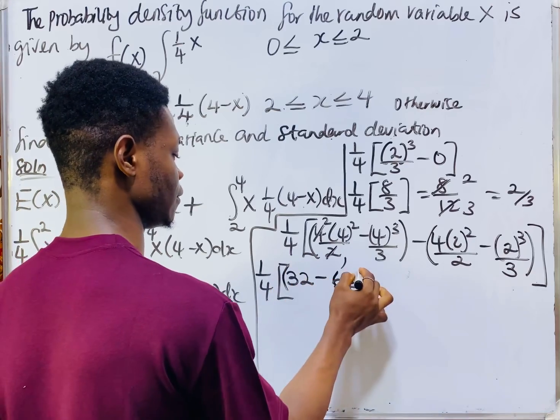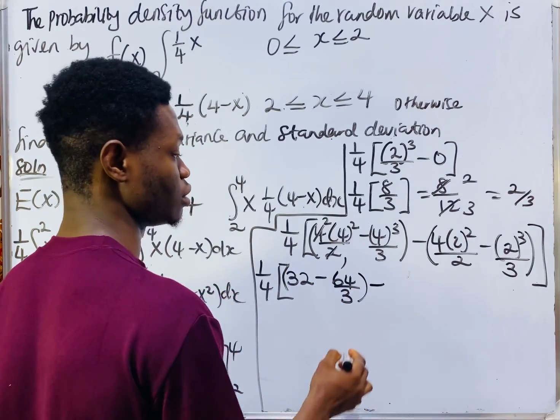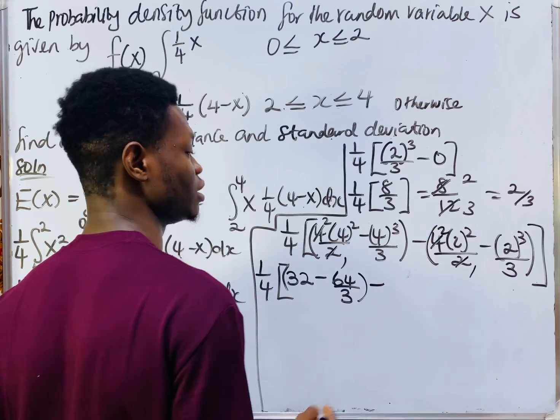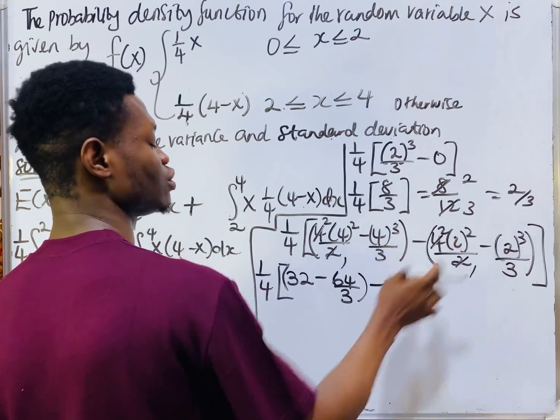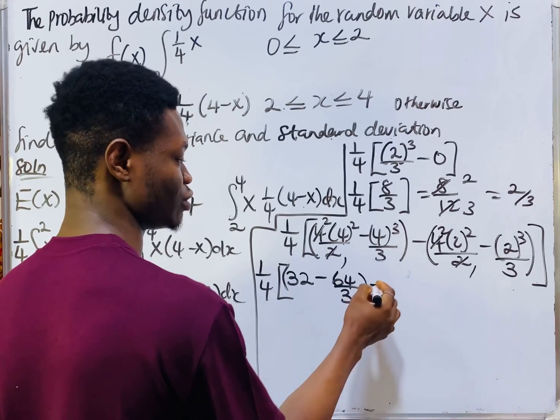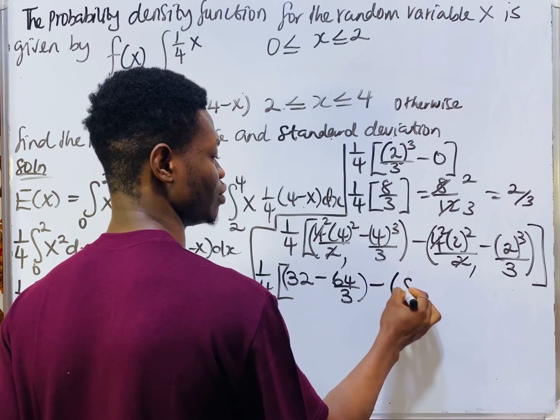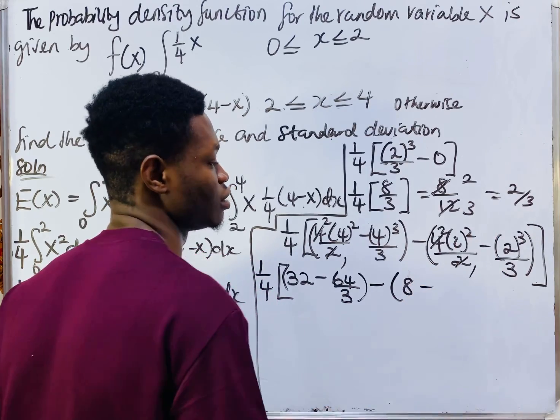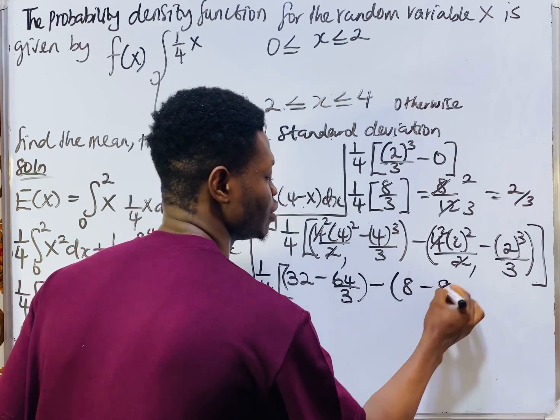So minus 2 here 1, 2 here 2, right? First 2 squared is what? 4. 4 times 2 is what? 8. So we have what? 8 minus 2 to the power of 3 is what? 8. We have 8 over 3.